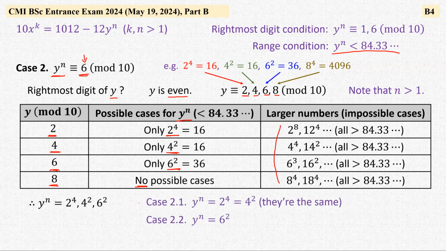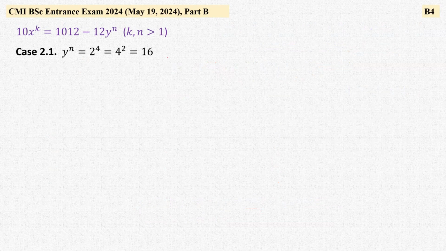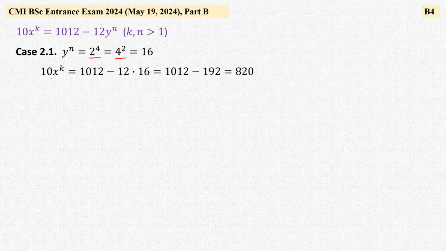This time we also need only two cases, because 2 to the power of 4 and 4 squared are the same. So the first case, y to the power of n equals 2 to the power of 4, which also equals 4 squared. In this case, 10 times x to the power of k equals 820, hence x to the power of k equals 82.